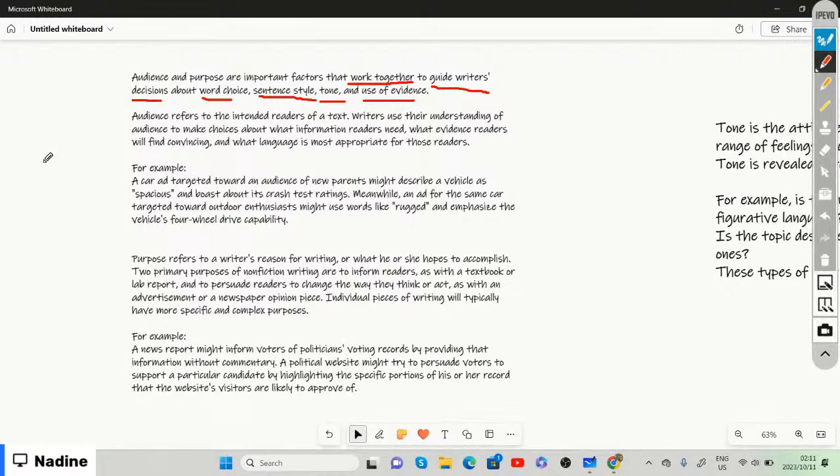Also, when it comes to, for example, car ads, they will boast about the fact that it has a crash test rating. Because remember, when it comes to parents, the safety of the kids comes first. So crash test rating is important.